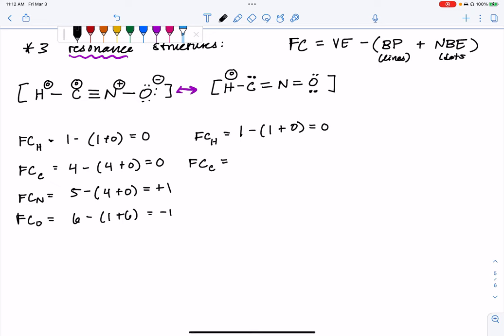Let's see how the formal charge on carbon might change as a result of this resonance structure being different. Carbon has 4 valence electrons when it is not bonded to anything. I'm going to subtract from that the bonding pairs, or lines, drawn on carbon. So I've got 1, 2, 3 bonding pairs on carbon. And I'm going to add the number of non-bonding electrons drawn on carbon, which is 1, 2. So that is 4 minus 5. This is negative 1. So now the formal charge on carbon becomes negative 1, whereas before it was 0.